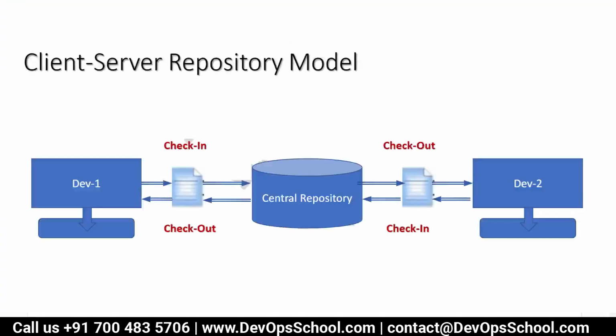So if you see this diagram, this is the central repository, this is developer 1, developer 2, and they are doing check-in and check-out. Check-in means they are pushing the code into the central repository, whereas checkout means they are pulling the code from the central repository.